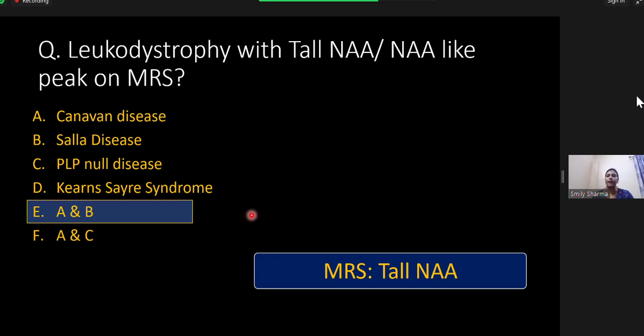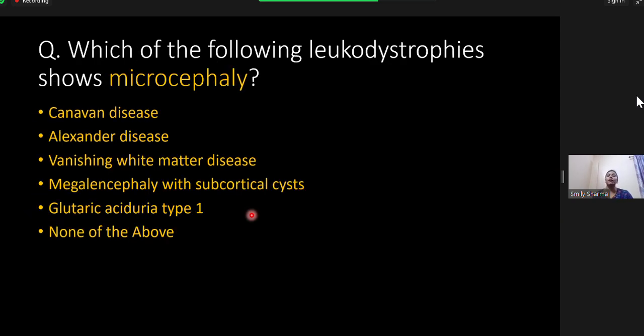So we have to look at MRS for certain specific features, for example, a tall NAA peak, a lactate peak, and there are certain other peaks as well, for example, a lipid peak in case of Sjögren-Larsson syndrome. Then we have to look at the clinical features of the patient as well.